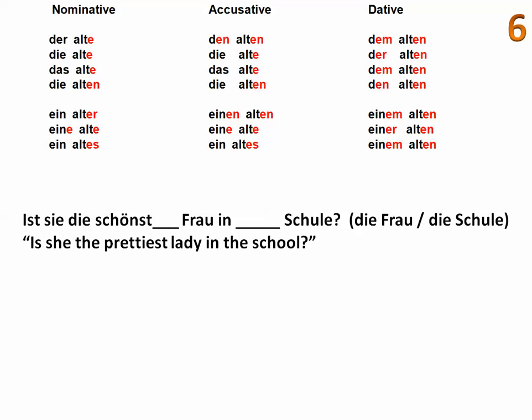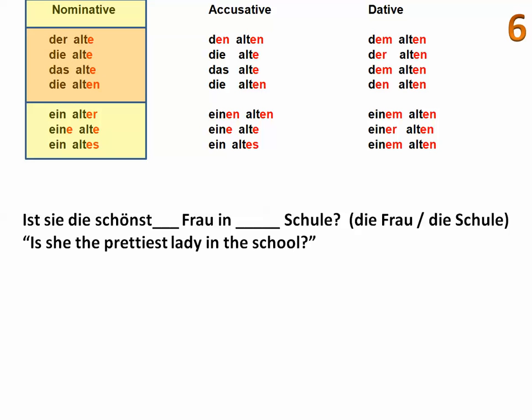Okay, another example. Is she the prettiest lady in the school? Okay, we have two nouns here. We have the lady and we have the school, so we have to use our three-step solution for both nouns. Let's start with the lady. The lady in this sentence is going to be nominative because she is coming after the conjugation of the verb sein, in this case ist, and so it's nominative. And we're using a definite article because we have die there. So the ending on schönst is going to be an e. So die schönste Frau. Ist sie die schönste Frau?